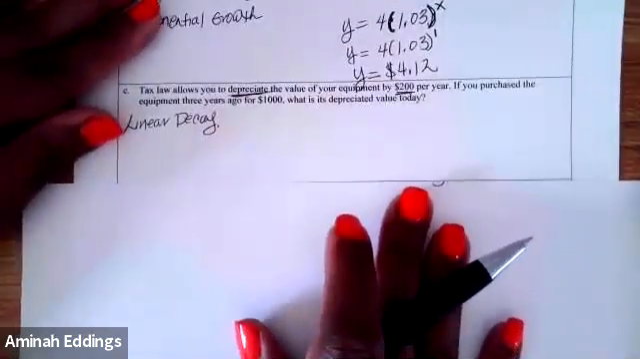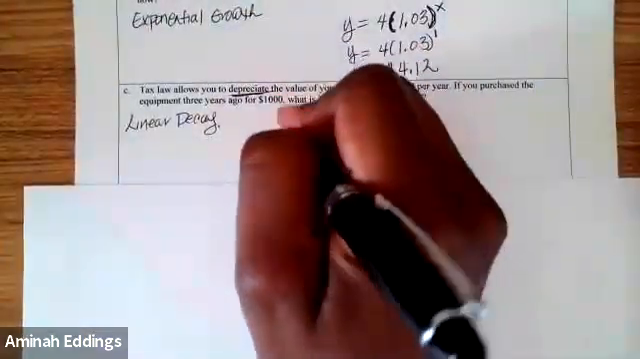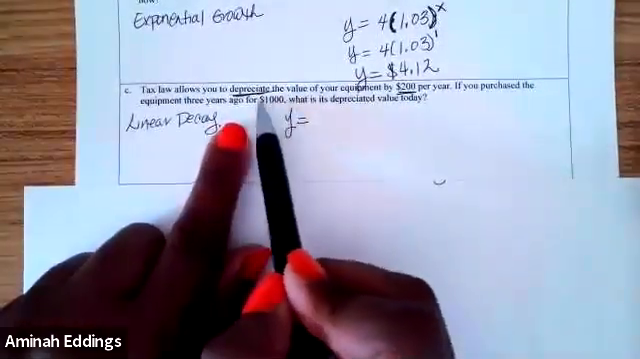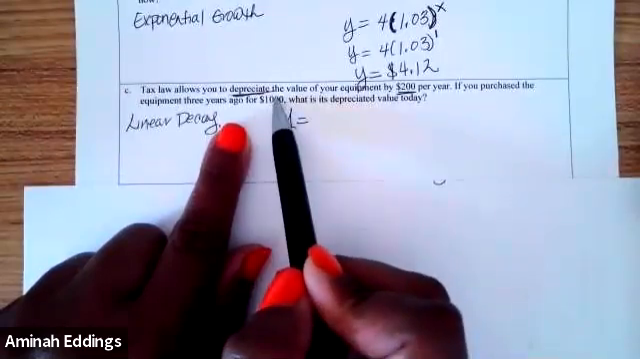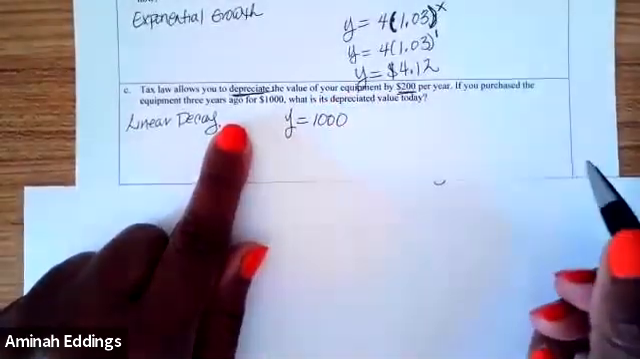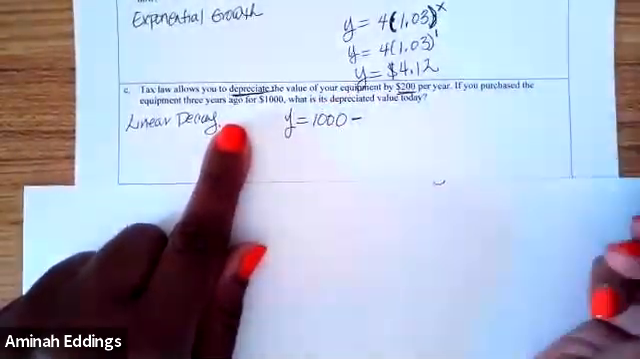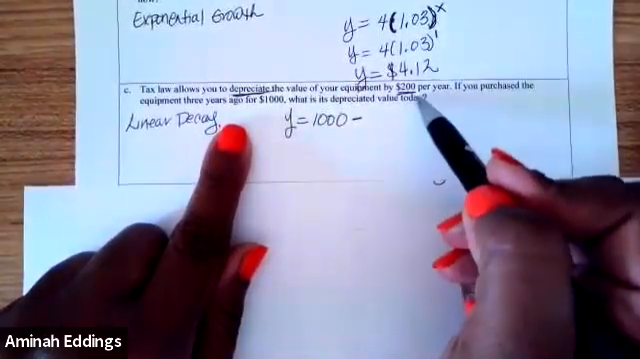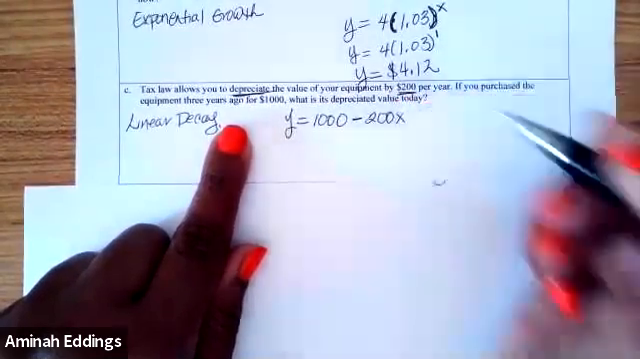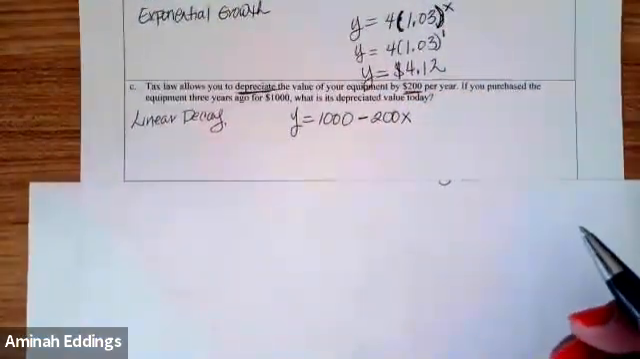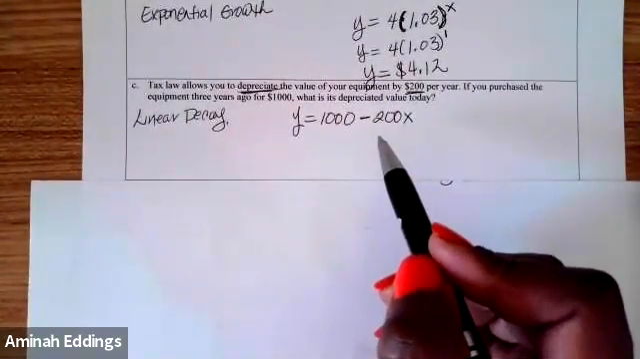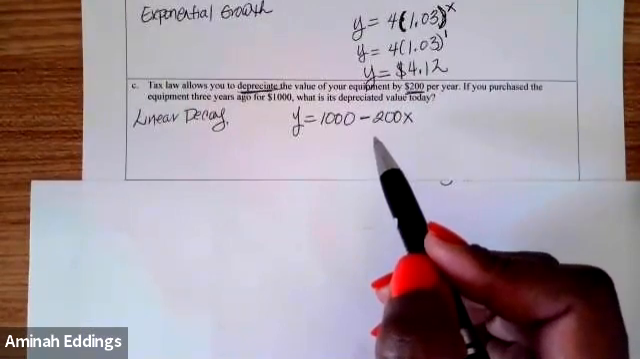Our function is going to still begin with y equals our starting amount. It was $1,000 3 years ago. So that's our starting amount. And then remember, it's decreasing. So that means it's going to be minus, and it's decreasing by $200 a year. So 1,000 minus 200x. And this is my function. Any questions here? Okay.